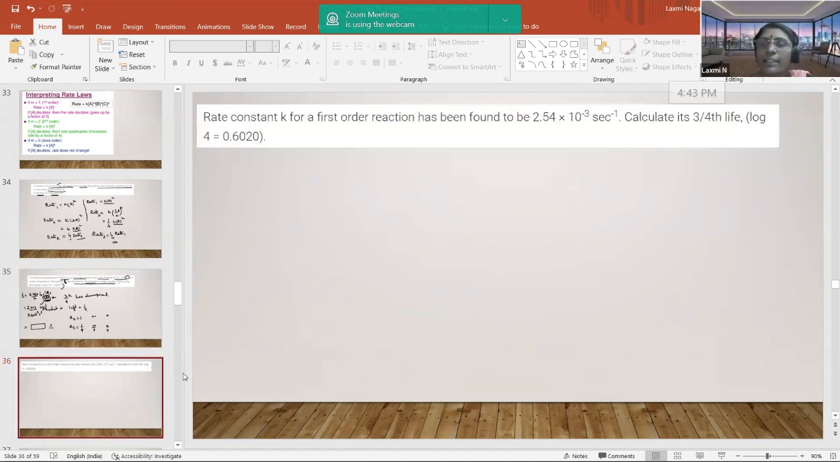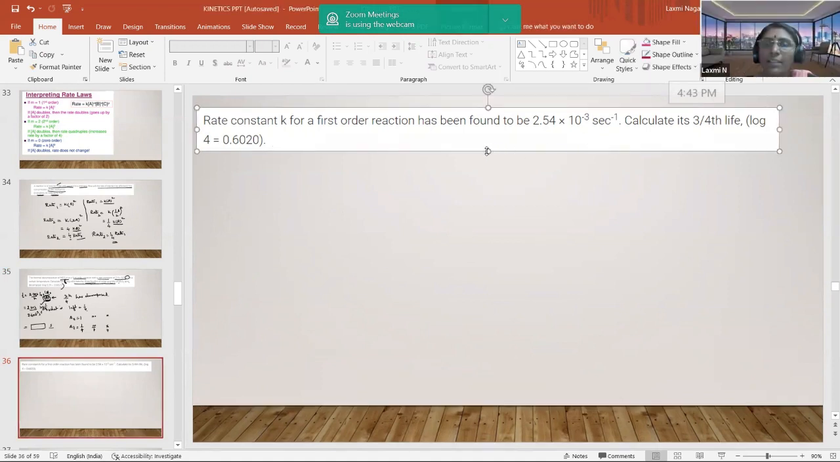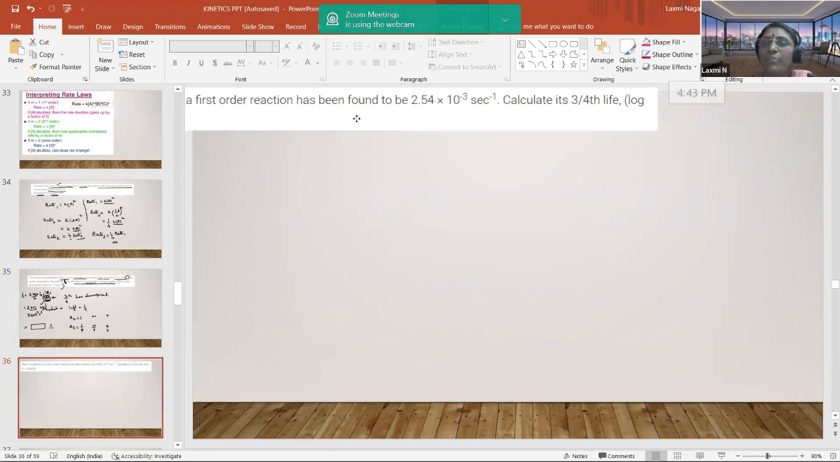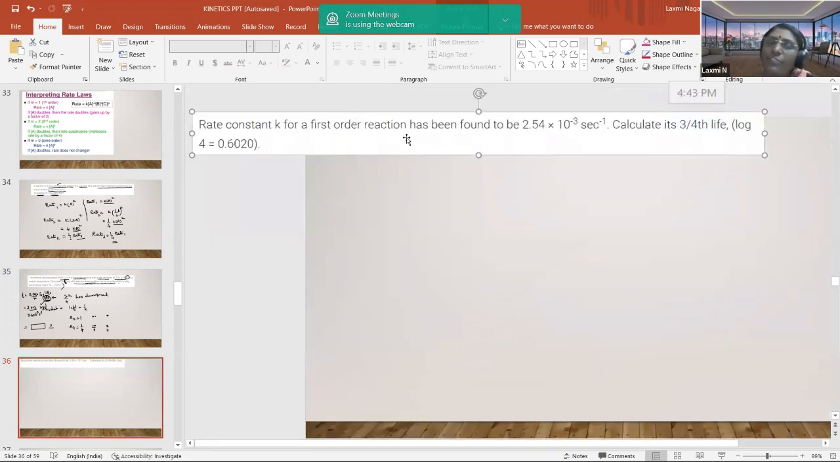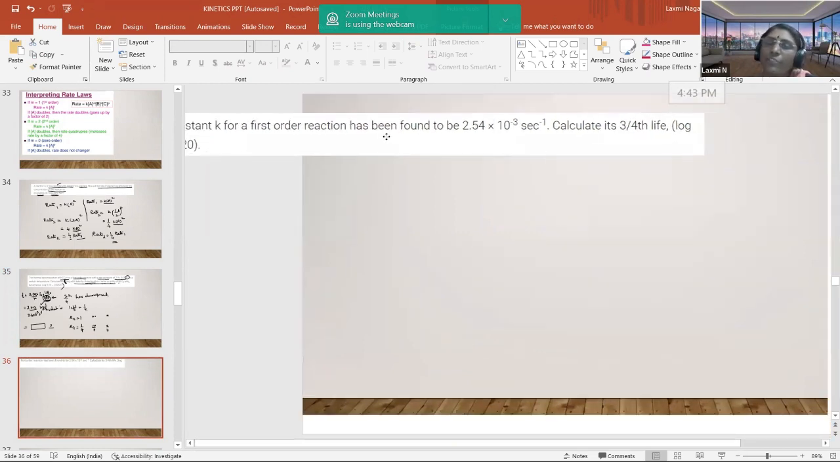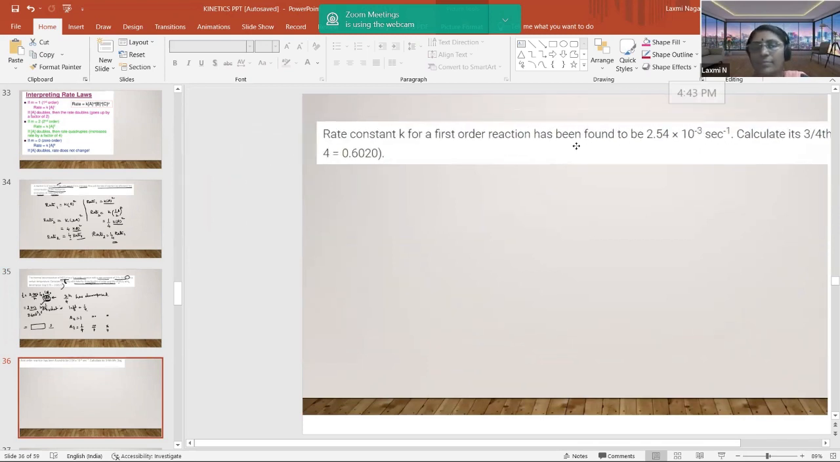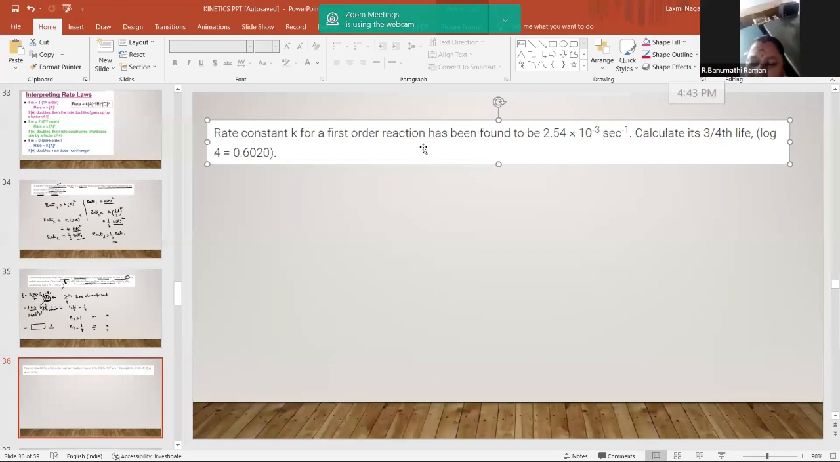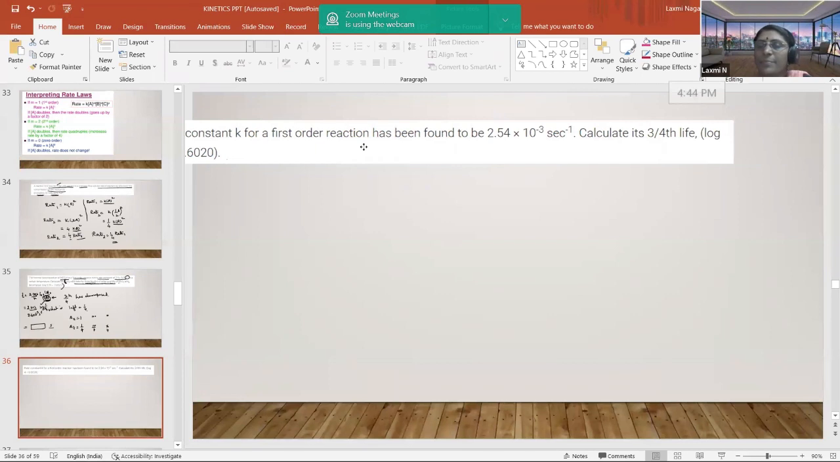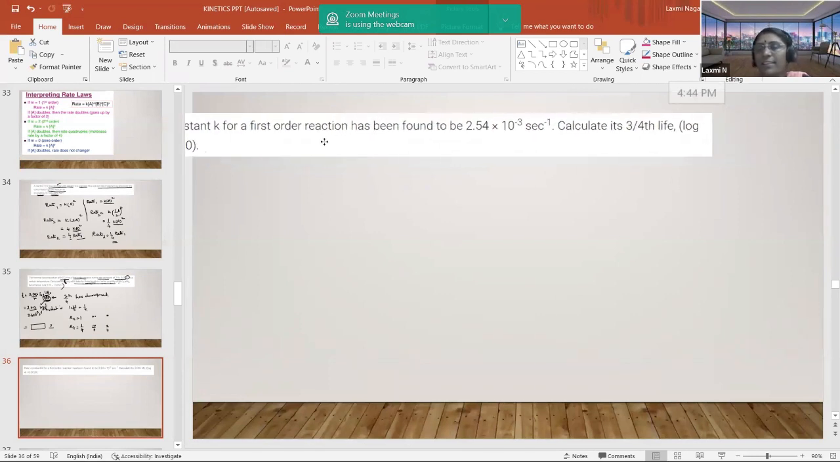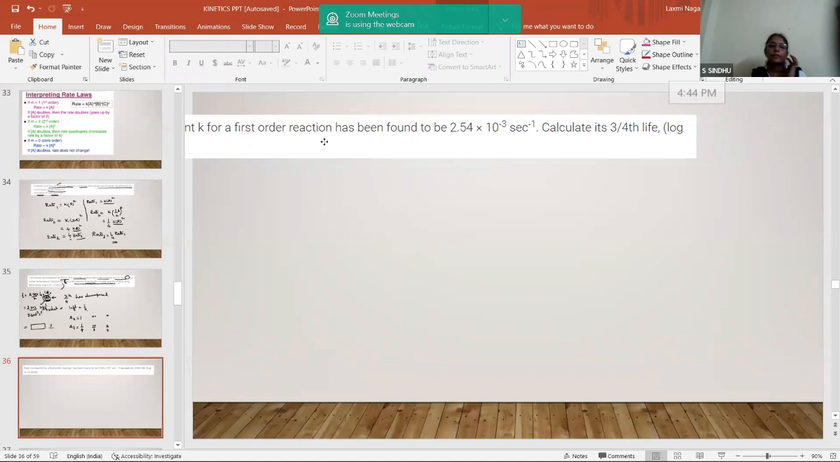Rate constant, I think similar. I think 3/4 was the case. Yes, 3/4 life. Rate constant is given, calculate the 3/4 life. What do you mean by that? 3/4 life. Final 75%, no? 75% consumed. So that's the 3/4 life.